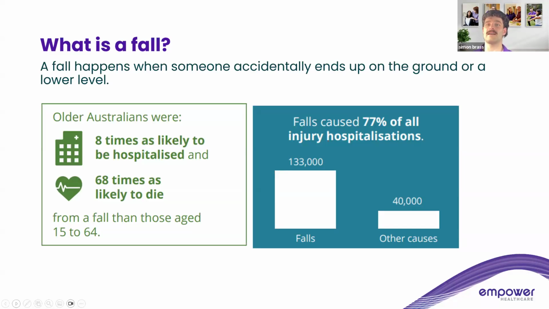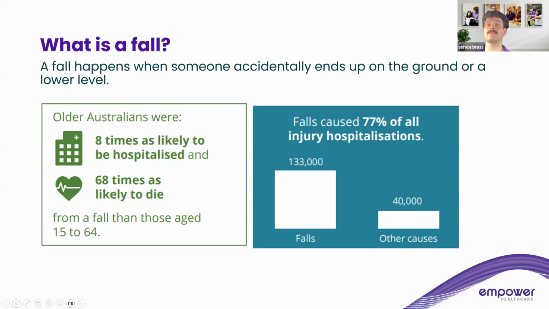Studies show that falls are the leading cause of unintentional injury in older Australians. Falls cause 77% of injury hospitalizations among those aged 65 and older. Older Australians were 8 times as likely to be hospitalised and 68 times as likely to die from a fall than those aged 15 to 64.